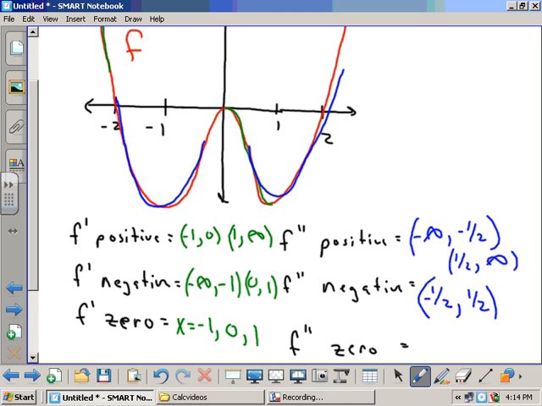When the second derivative is 0, it means we have an inflection point. So there has to be a change in concavity. So we have one change in concavity at x equals negative 1/2, and then another change in concavity at positive 1/2.